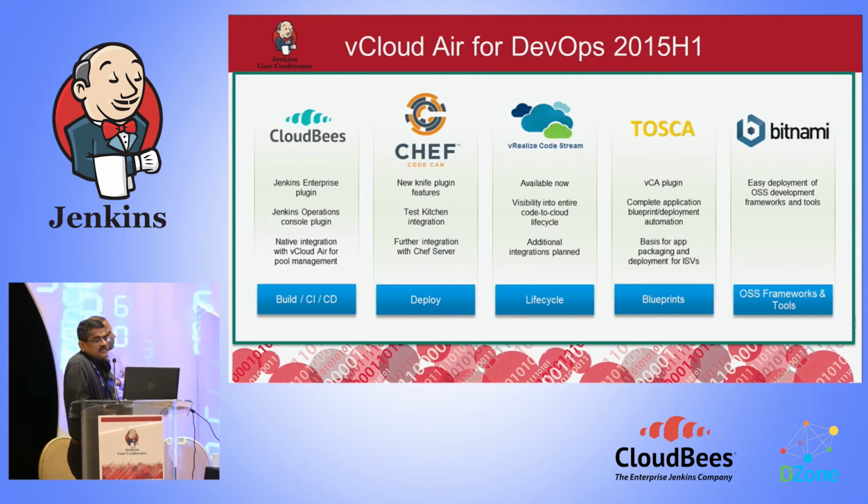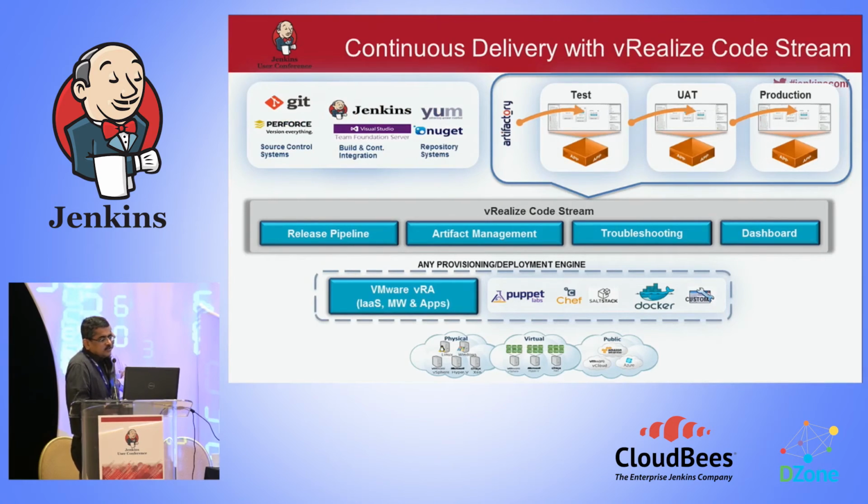And then TOSCA. TOSCA is an application blueprint standard that we are using as a standard way to define your multi-tier applications, your application topology and environment, and then be able to deploy them in vCloud Air. And then we support Bitnami. So if you go to Bitnami, vCloud Air is a destination. You can have one-click deployment of most common open source tools and deploy them in vCloud Air.